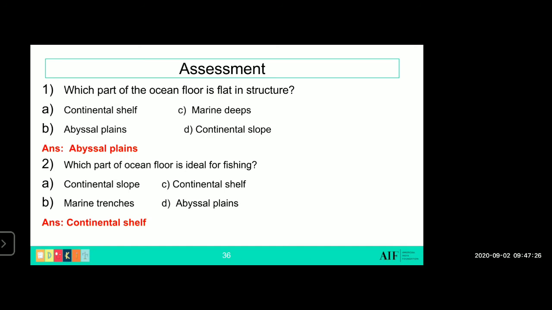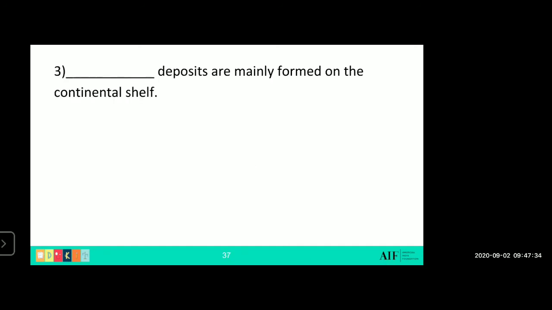Okay. Now I'm going to ask you 2 more questions, but I will not be providing you the options this time. Let's see who can answer. So the third question is, dash deposits are mainly formed on the continental shelf. You know this. Which deposits are formed on the continental shelf? Can anyone answer me about this?